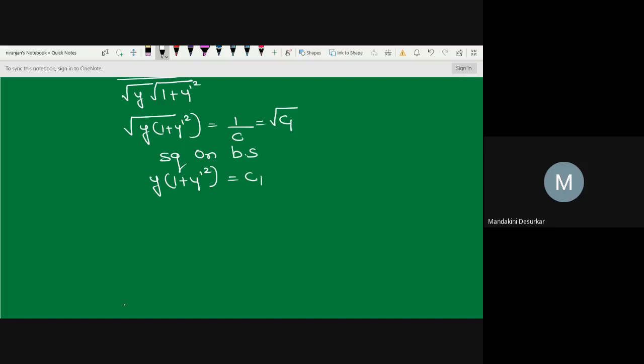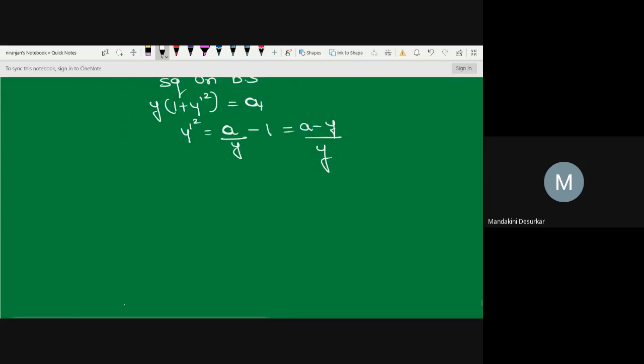Now in this, find what is y dash square. So y dash square is equal to c1 divided by y minus 1, or instead we'll take a instead of calling this c1. a divided by y minus 1, which is equal to a minus y divided by y. So y dash is equal to root of a minus y divided by root of y. What is y dash? dy by dx is equal to root of a minus y divided by root of y.